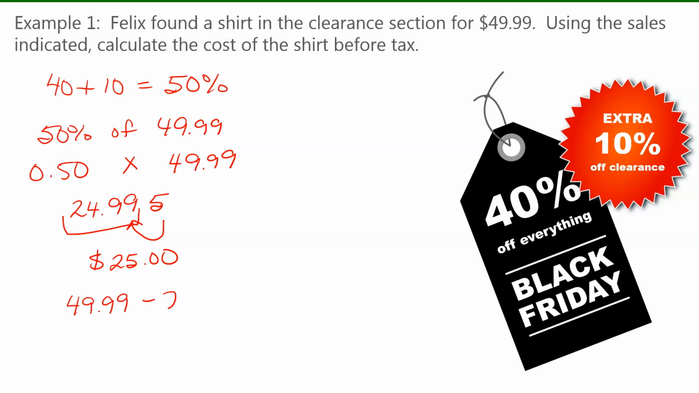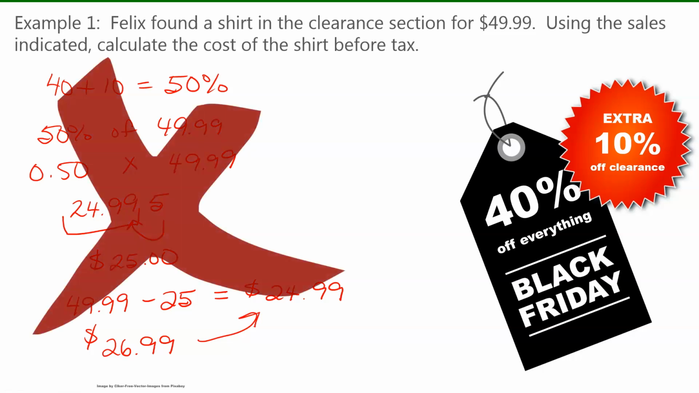$49.99 subtract a discount of $25 means I would only pay $24.99, which is incorrect. As you could see in the previous example, we would have to pay $26.99, not $24.99. And that is why we don't add the percents together.